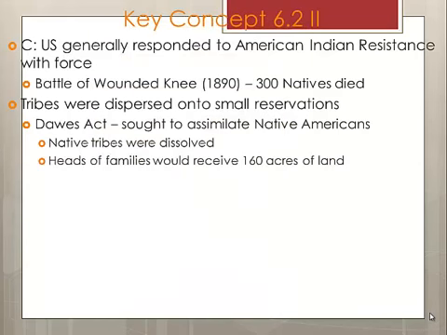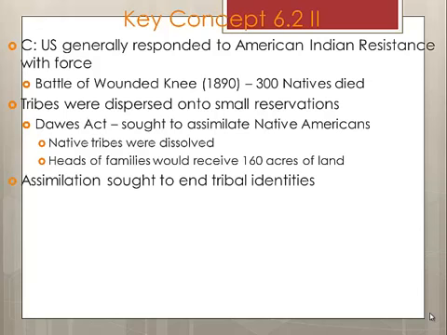Now, heads of these Native American families would receive 160 acres of land, and this would shift the way of Native American life from hunting to farming. So it really drastically changed the way Native Americans lived.